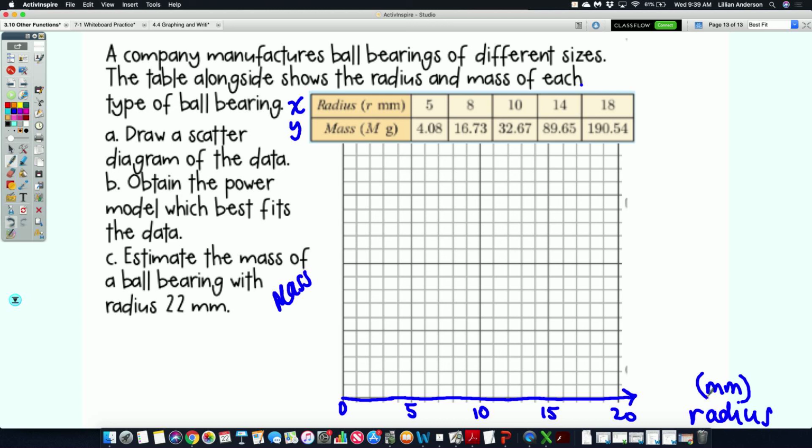And looking at my vertical axis, my mass axis, we have 4, 16, 32, 89, and 190. And again, we have 4 centimeters for our graph paper. What would be a good scale for that? Every centimeter equals 50 grams. 50, because mass is in grams. So let's see, 50, 100, 150, and my top one is cut off, but at the top 200. Very good.